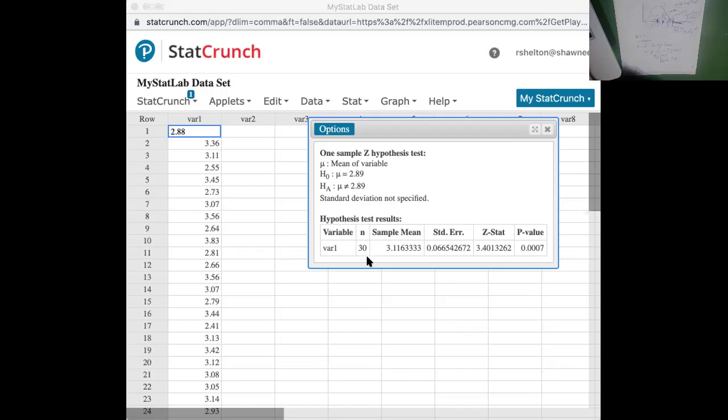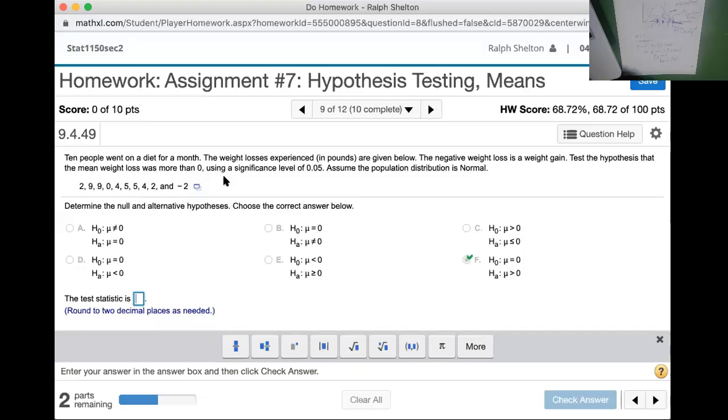Okay, the test statistic. Let's calculate this. Now it gives us a table here, so let's put it in StatCrunch. Oh, you know what? I didn't share this screen with you. Let me go share this screen. Okay, where was that at? Was it here? Yeah, so here's the screen I've been talking about.